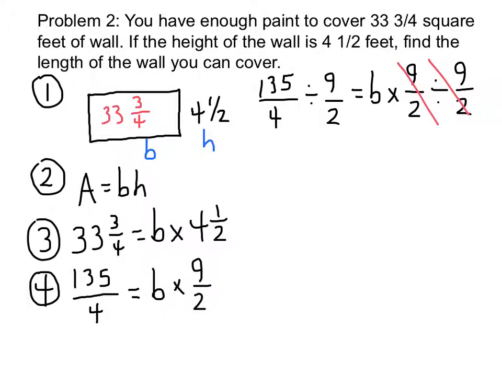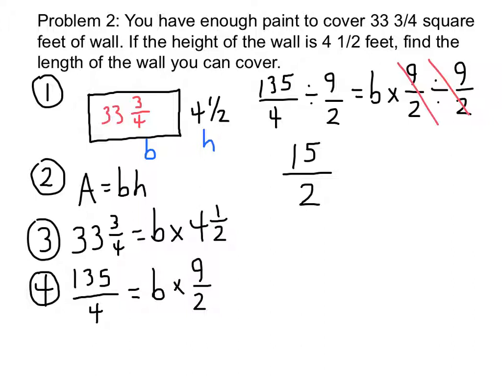On your calculator, if you take 135 and divide by 9, what you will get is 15, and the 4 divided by the 2 will give you 2. Notice that in this case, because we could do nice division, 135 was divisible by 9 and 4 was divisible by 2, we didn't have to use keep, change, flip. But if you want to, it would still work.